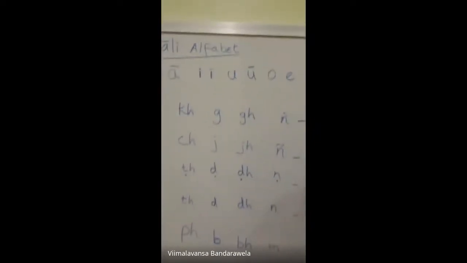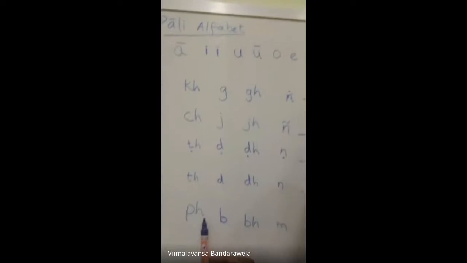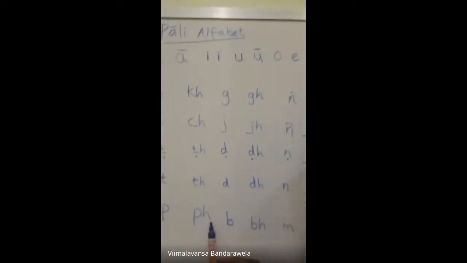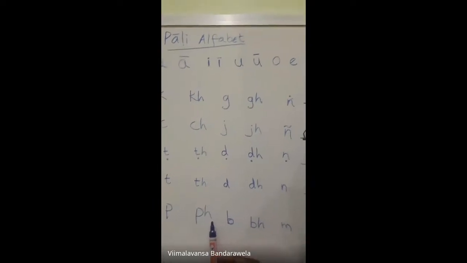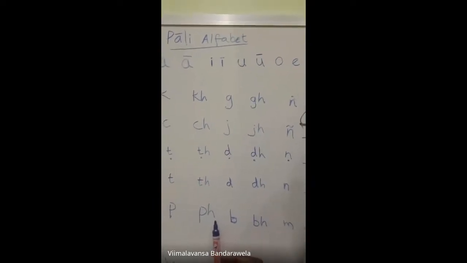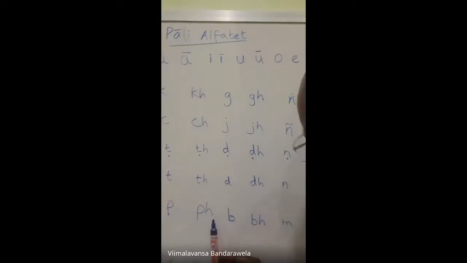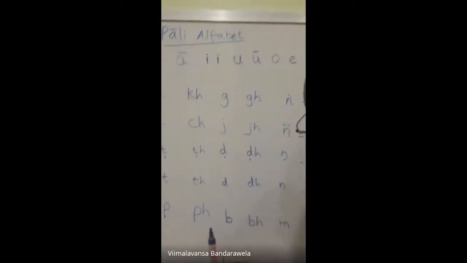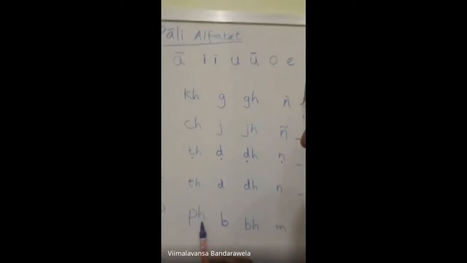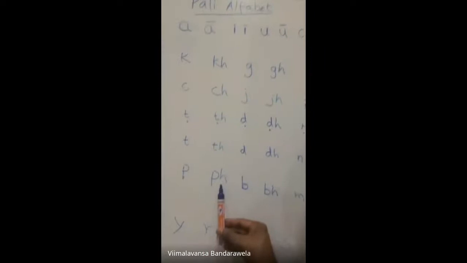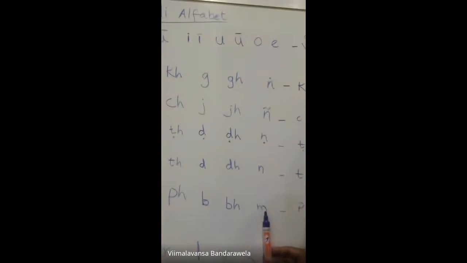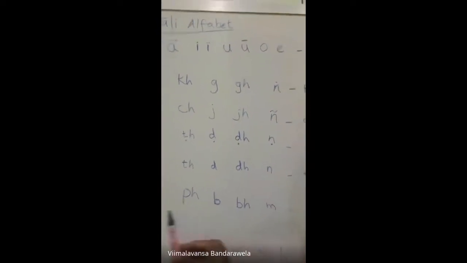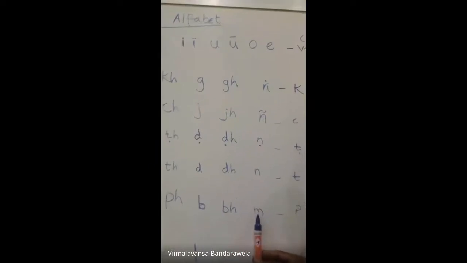Then we go to another group, the Pa group. Pa, Pha, like Phala. For example, in Ariya Magga, Ariya Phala, path knowledge and fruition knowledge. So if you want to say Phala, Pha. This is Pa. Then Ba, Bha. Then Ma, simple M is Ma. Pa, Pha, Ba, Bha, Ma.